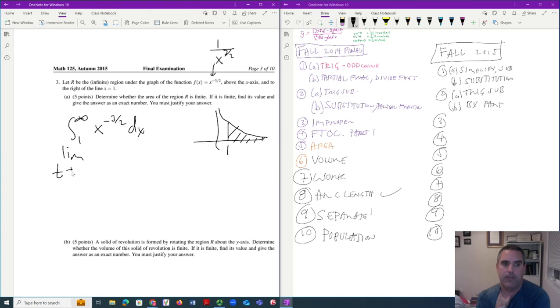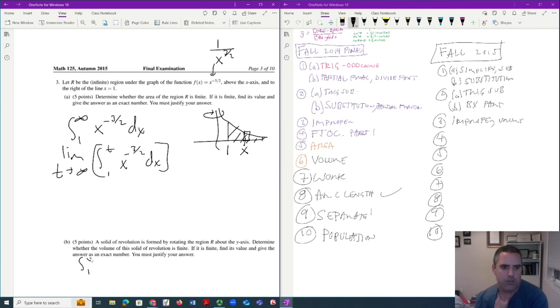step is to write it as a limit and then evaluate an integral. So most of these questions end up being integrating, but make sure you do that first step. So we have an improper. Oh, and there's a volume in part B. So you can ask yourself, if you rotate around the y-axis, what would the volume look like? Well, I might call that x and do shells, because it's going to be 1 to infinity of 2 pi x times the height, x to the negative 3 halves. Simplify, integrate, see what happens.